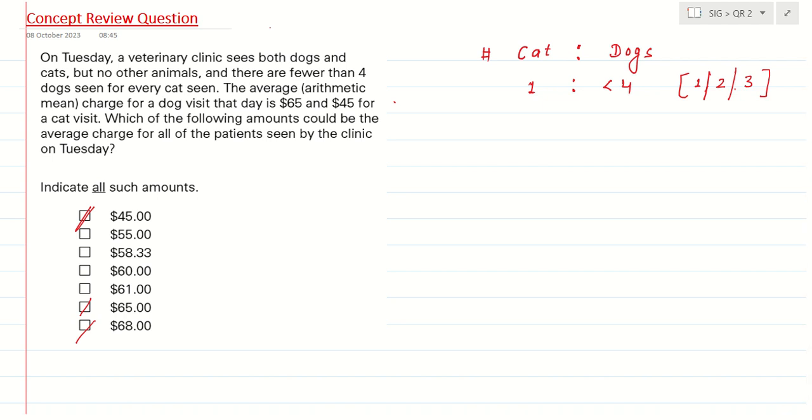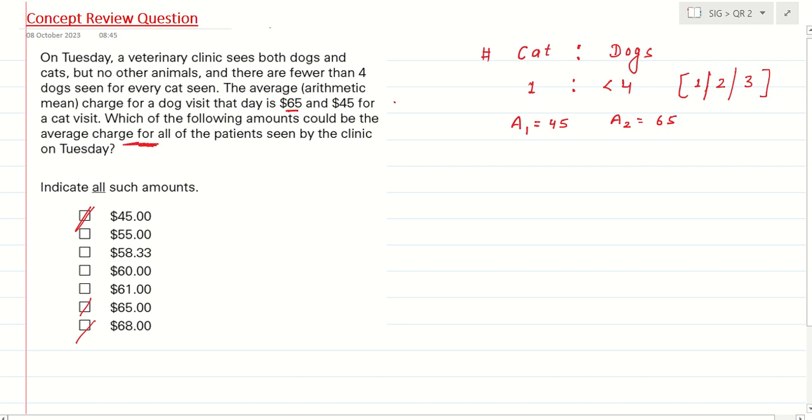Now, the question is, the average charge for a dog visit that day is 65. Which means this is given, for the dog it is given. Let's say 45 is given for the cat. And what about the dog? 65. Make sense? The average charge for a dog visit that day is 65, and 45 for the cat visit. Which of the following amounts could be the average charge for all the patients?